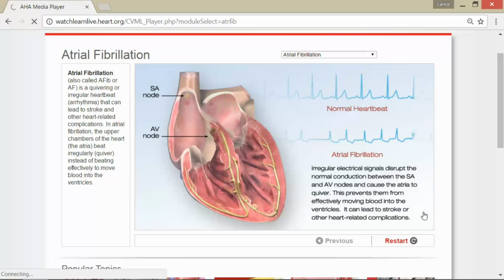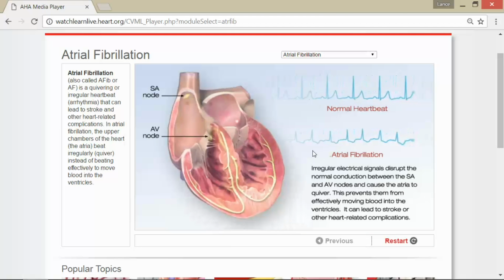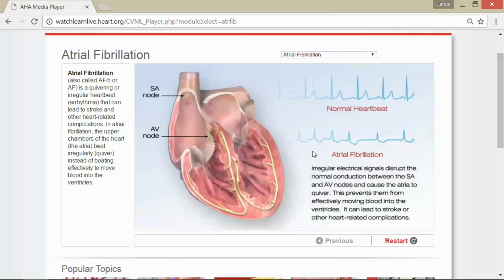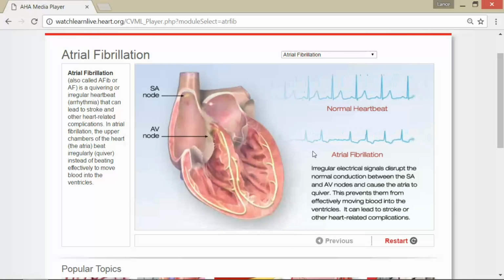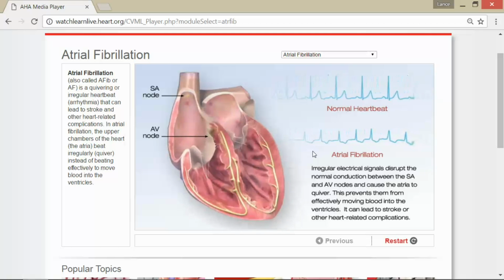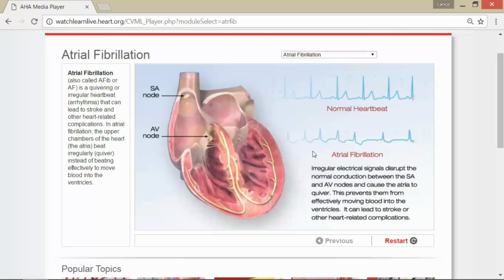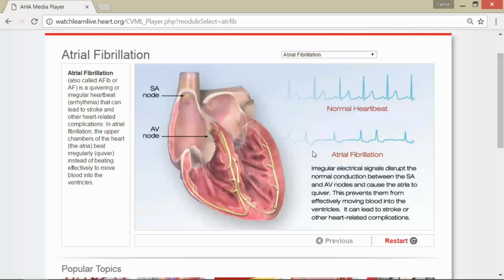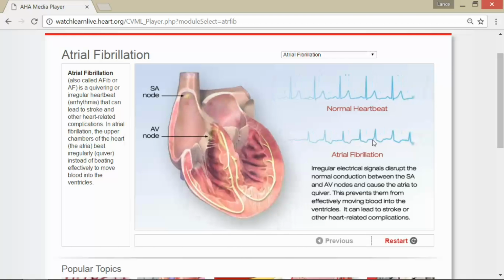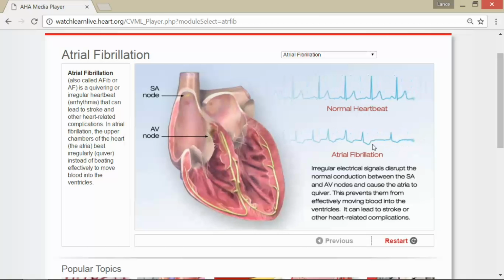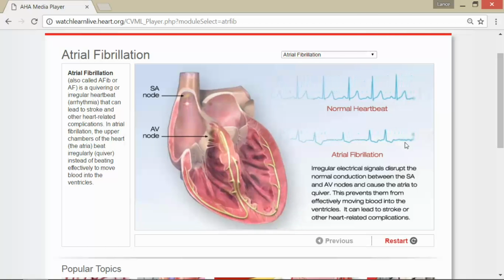The next diagram here is going to show atrial fibrillation. This is where irregular electrical signals disrupt the normal conduction between the SA and AV nodes and cause the atria to quiver. This prevents them from effectively moving blood into the ventricles, and it can lead to stroke or other heart-related complications. You can see the signal here is a lot more erratic and less stable, which isn't good for blood flow or circulation.